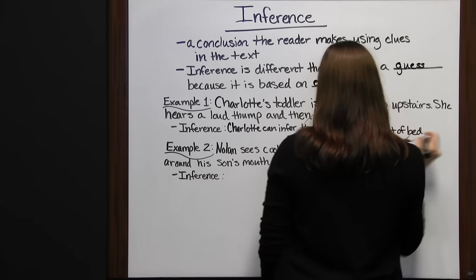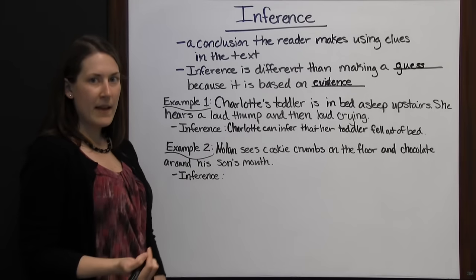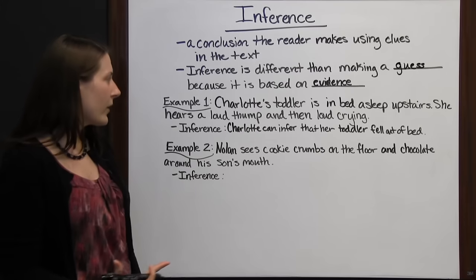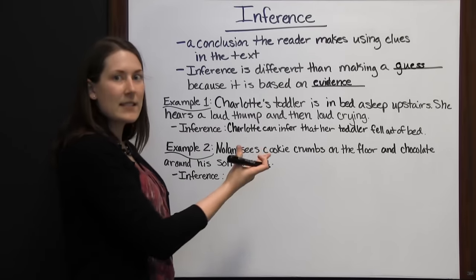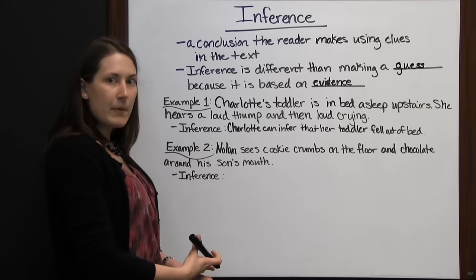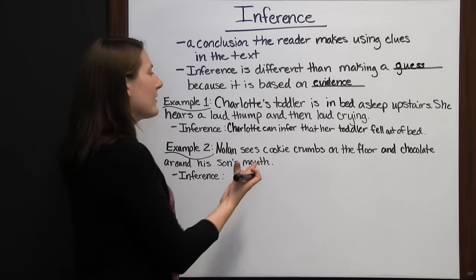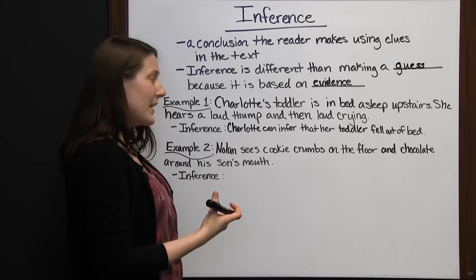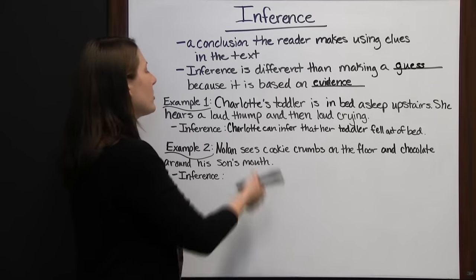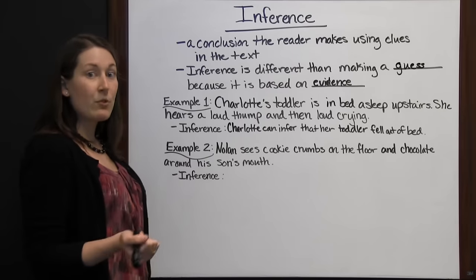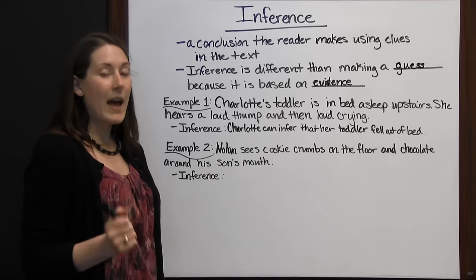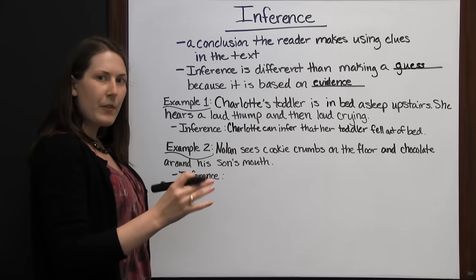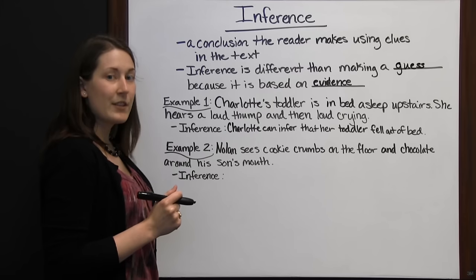Now, our example doesn't say the toddler fell out of bed, and it doesn't say Charlotte ran upstairs and found her child on the floor, but because you know the kid was in a bed sleeping, and then you hear a thump, probably against the floor, and then crying, because the kid is hurt or scared from waking up in the middle of the night on the floor unexpectedly, Charlotte can infer that her toddler fell out of bed. Or the reader can infer that that's what happened whenever they're trying to process the story and figure out what the author was trying to tell them with these clues.